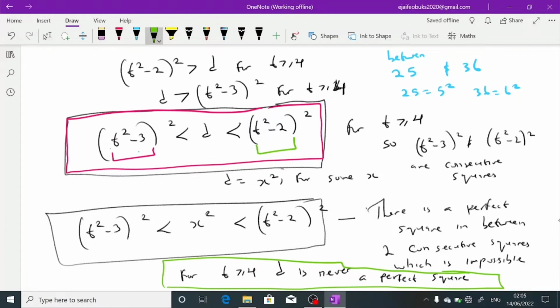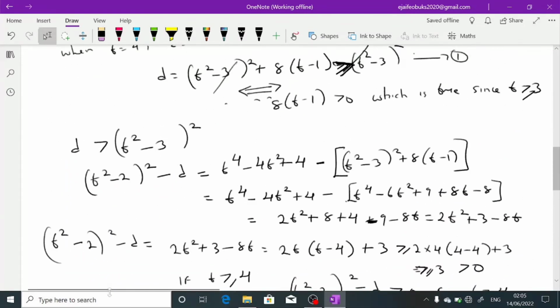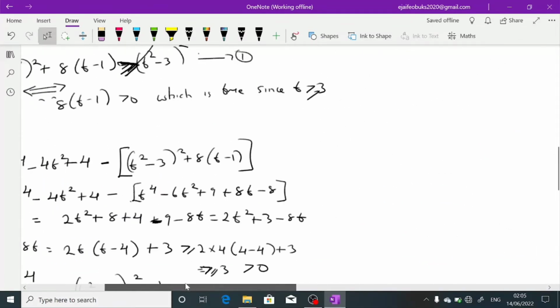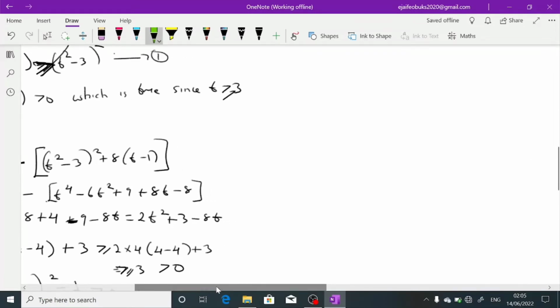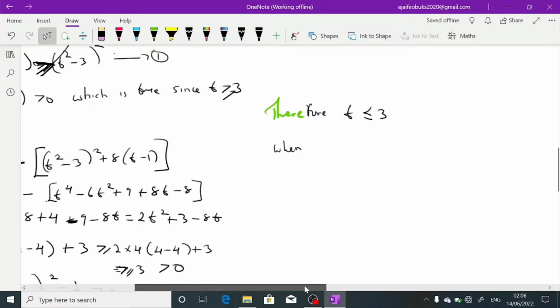So we just need to know for t less than or equal to 3. Therefore, t is less than or equal to 3. But for t less than or equal to 3, we already checked these cases before. You know when t was 1, you can see it by this side. I think it's somewhere around here.